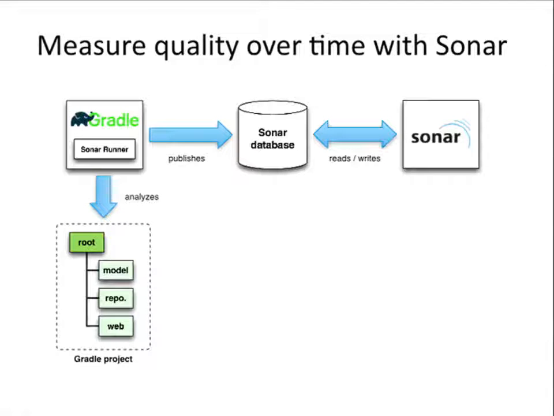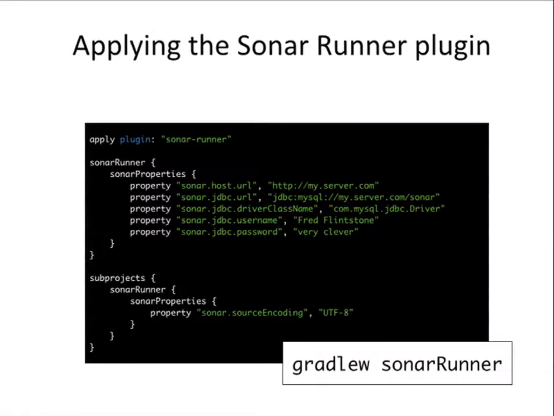And we also have a plugin here, which is called the Sona Runner plugin in Gradle, which automatically analyzes your project. And then it pushes the results into a database, which is centrally used by the web application as well as Gradle. And then on the web-based application, you can basically look how it changes over time. You can drill into specific tools and the metrics. So that's pretty handy here.